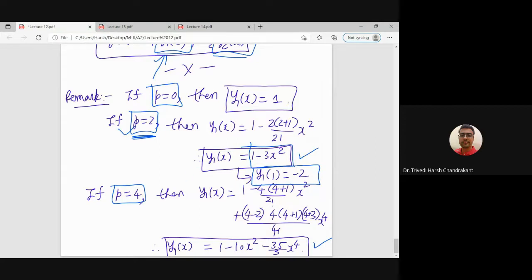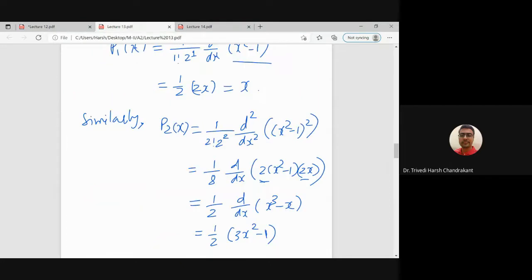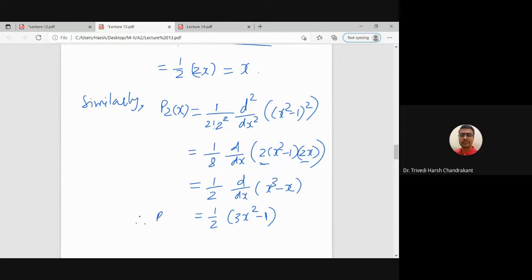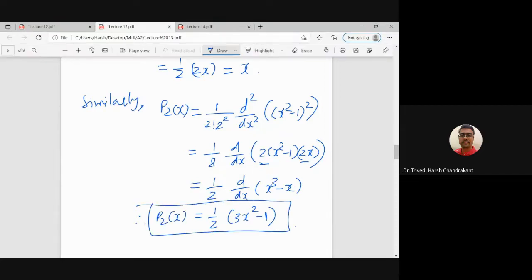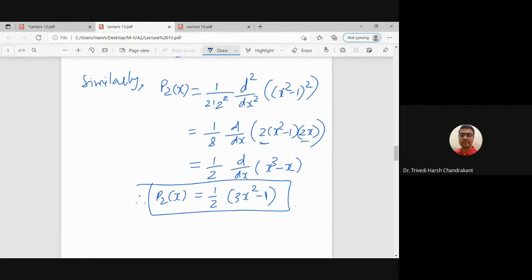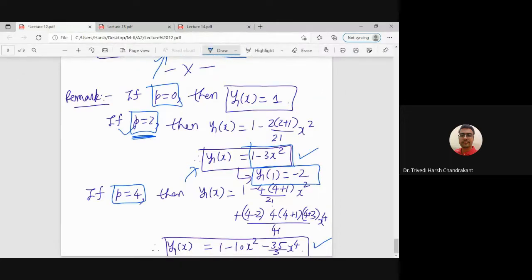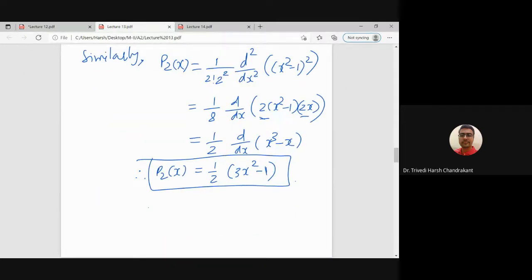So to convert this polynomial into the Legendre polynomial so that it takes value 1 at x equals 1, we need to divide by minus 2, right? So that means it will be half of 3x square minus 1. That is exactly the term we are getting here. Half of 3x square minus 1, right? So we can further find the other polynomials similarly using different values of n.